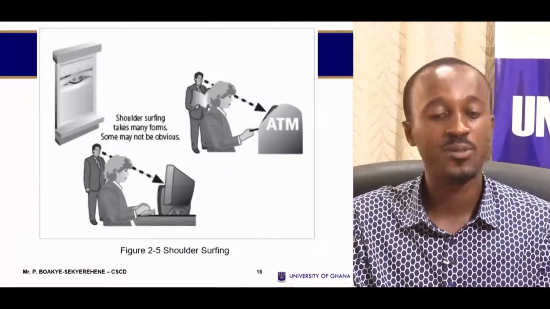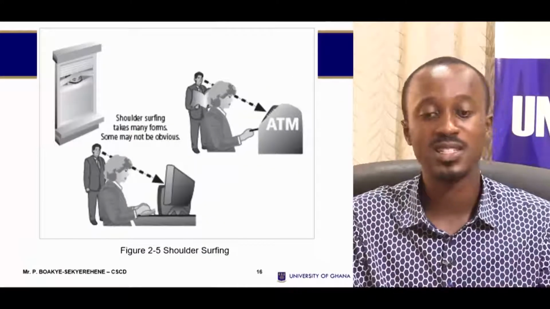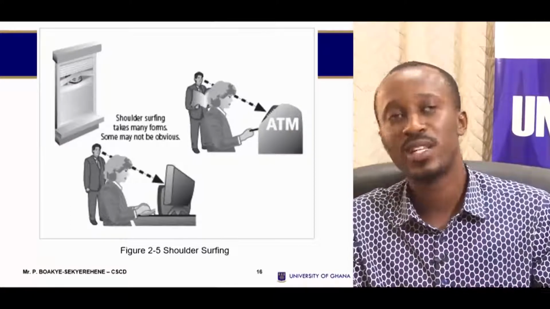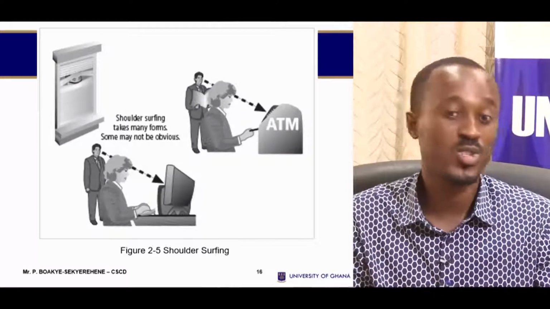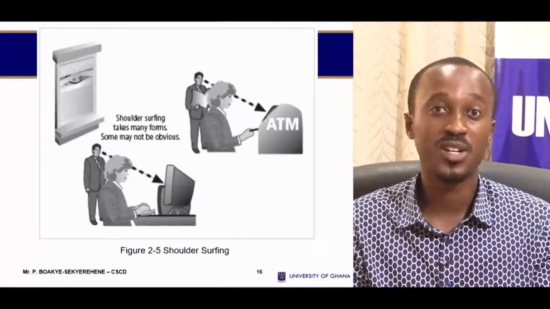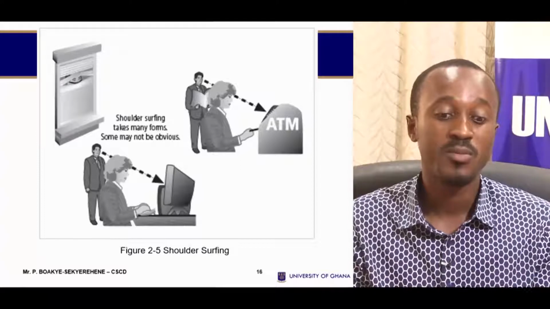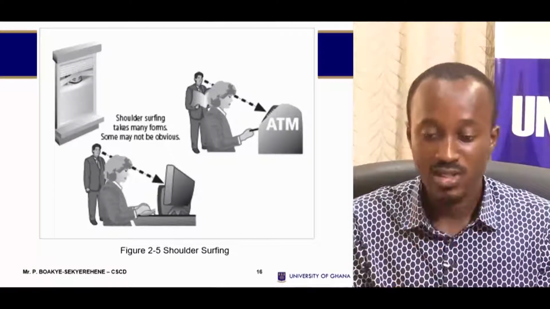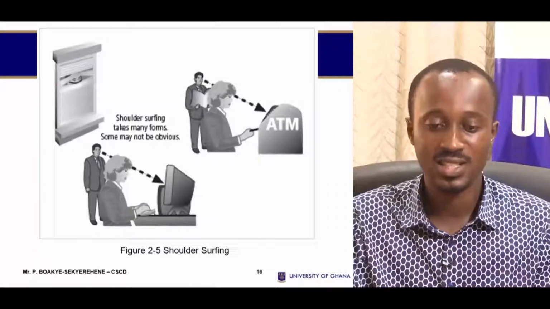Another form of attack, which is one of the most common we find around, is shoulder surfing. When you are at the ATM and someone looks over your shoulder, or you are working behind your PC and someone passes behind you, they are trying to figure out what you are doing, to have access to what password you are entering, and so on. These are all forms of attacks.